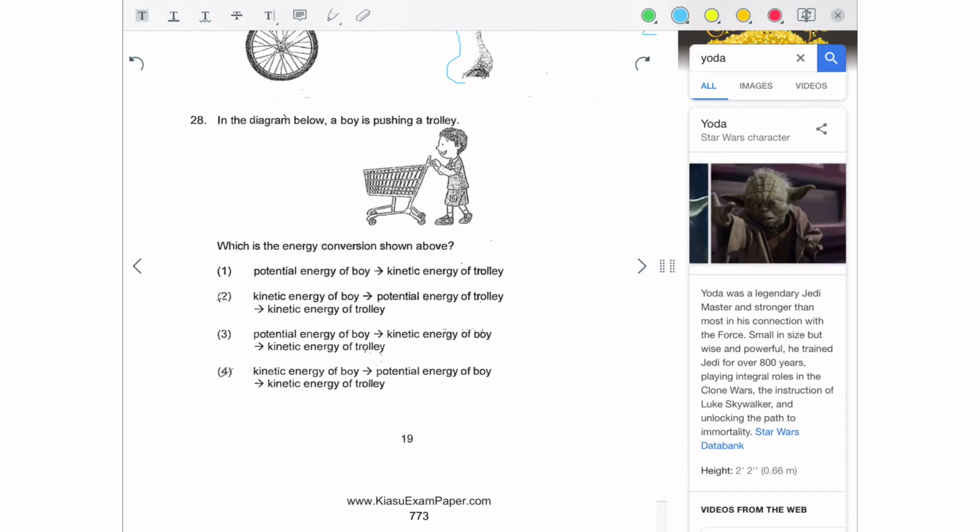Okay, last one. A boy is pushing a trolley. Which is the energy conversion shown above? 3. Yeah. Awesome. Okay, so this is the Tao Nan paper for this year's prelim.